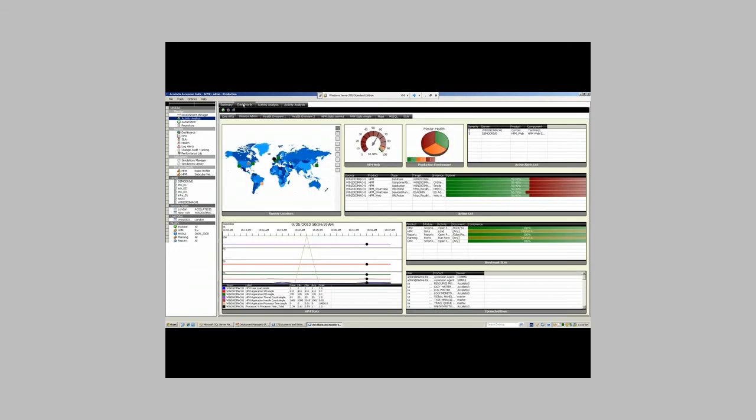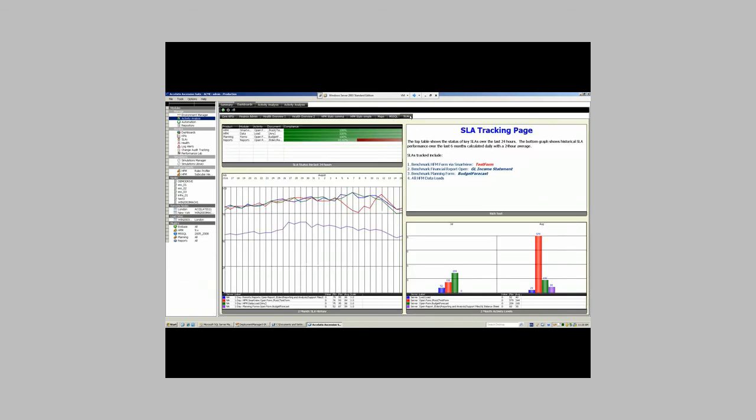Okay, so we looked at a very detailed way of looking at the world. We also looked at some formatted reports. The very last thing we're going to look at is a dashboard called SLAs. And SLAs are service level agreements.